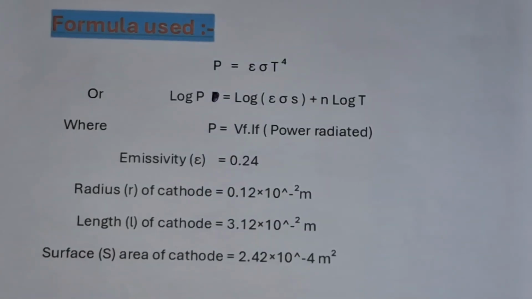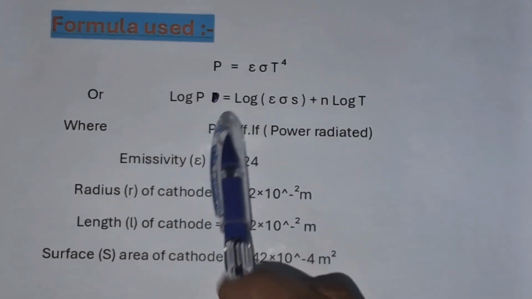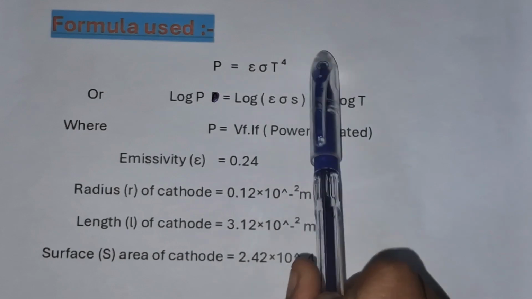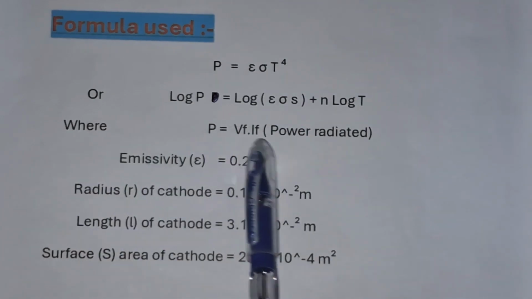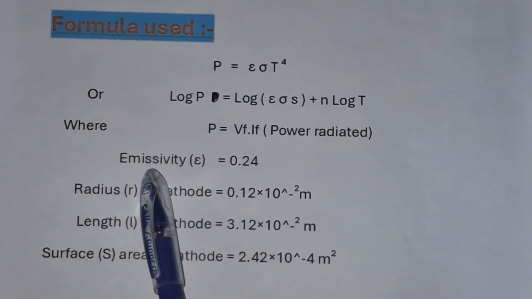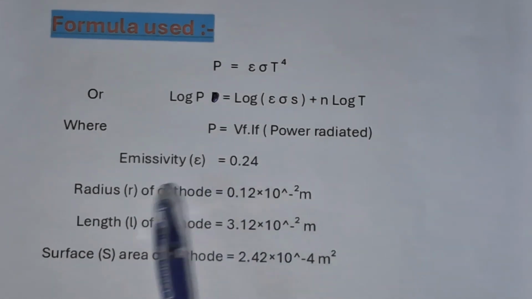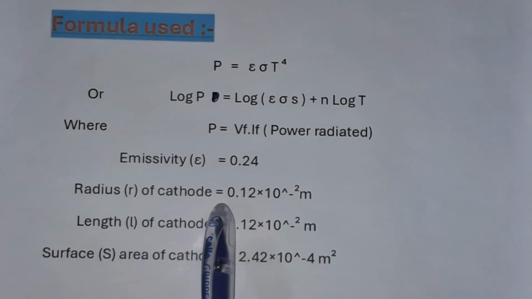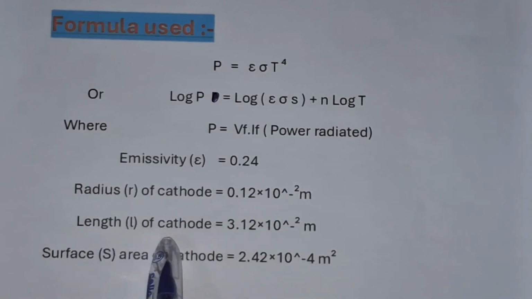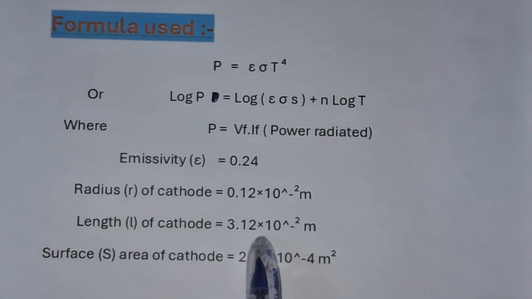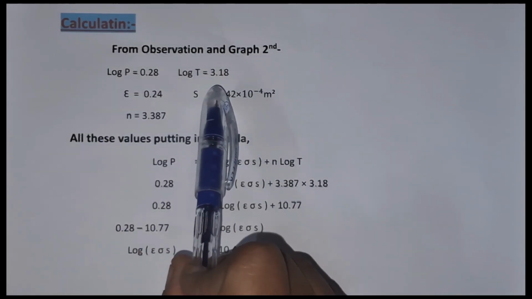We find the value of the Stefan constant with the help of the formula, where the formula is P equals epsilon sigma T to the power 4, so log P equals log epsilon sigma S plus n log T, where P is the power radiated, epsilon is the emissivity, with value 0.25, r is the radius of the cathode, with value 0.12 into 10 to the power minus 2 meter, L is the length of the cathode, with value 3.12 into 10 to the power minus 2 meter, and S is the surface area of the cathode, with value 2.42 into 10 to the power minus 4 meter square.